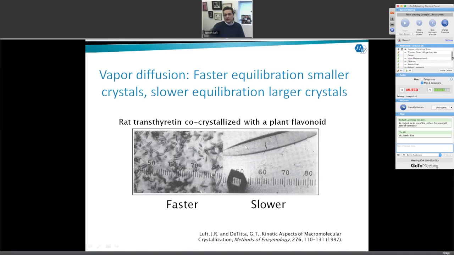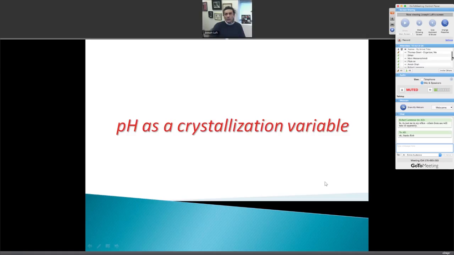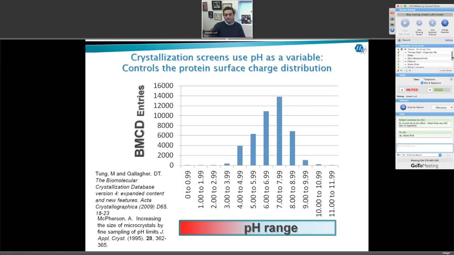If you do it at a slower rate, you can get some very large crystals. And the same is true with dialysis. Here we have very small submicron crystals and, on the right, a very large, almost millimeter-sized crystal, just by slowing things down. Okay. I want to talk about pH, which is a very important crystallization variable that's easily controlled.